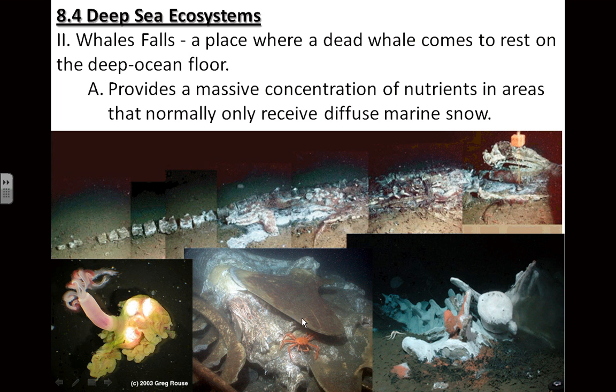Here's the fin of a whale with a crab consuming some of the flesh. And this guy over here is interesting. This is a worm that is only found on the decaying skeletons of dead whales. And it's pretty interesting how it gets from whale to whale. Nobody knows, but it does only appear there. So quite an interesting discovery.